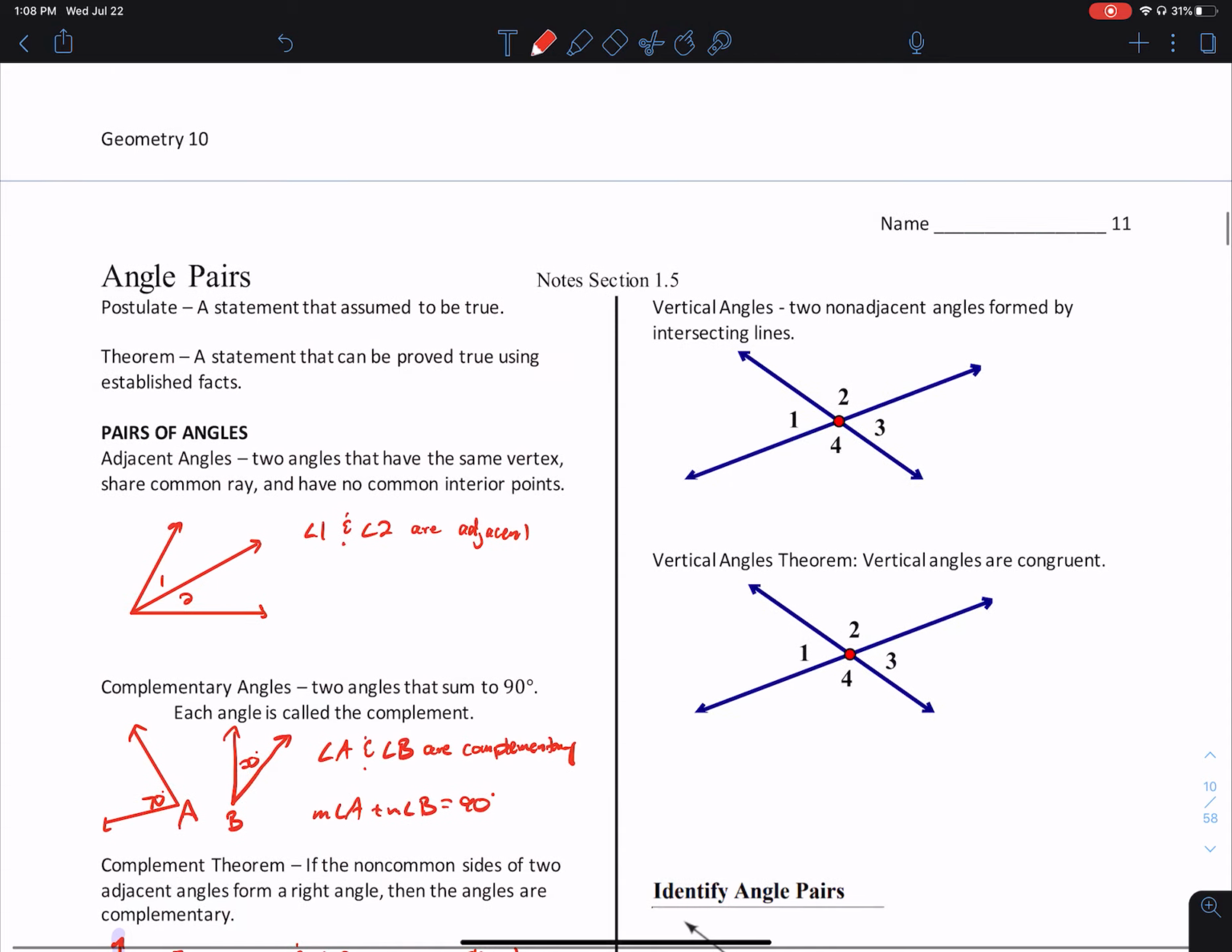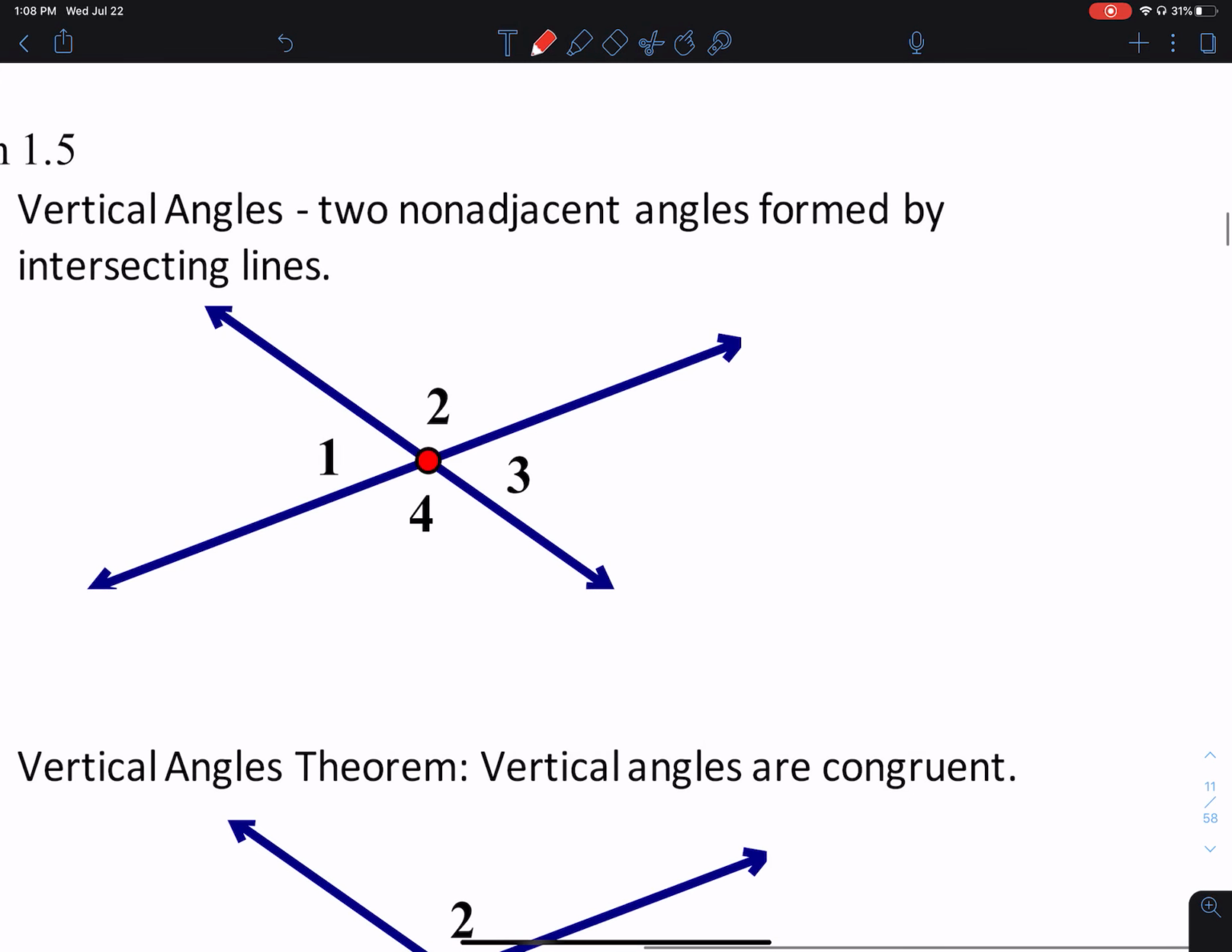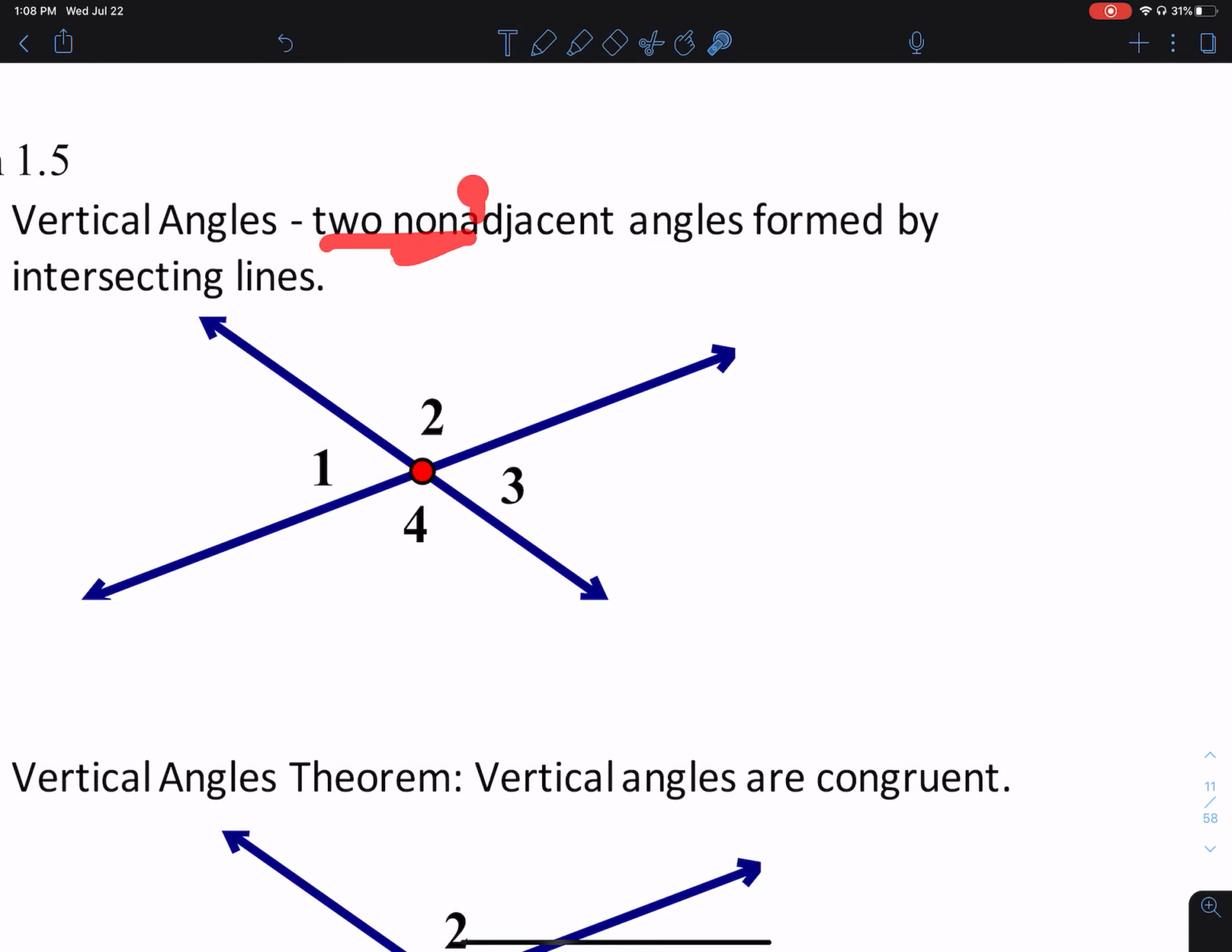Next, we have vertical angles. Two non-adjacent angles formed by intersecting lines. Here's a line, here's a line. Angles 1 and 2 are adjacent. Angles 1 and 4 are adjacent. We want non-adjacent. So angle 1 and angle 3 are non-adjacent. They are vertical angles. Another pair of vertical angles, angles 2 and 4. They are non-adjacent.